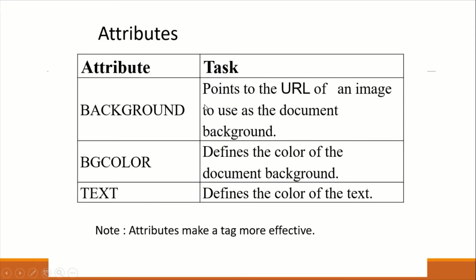Background points to the URL of an image to be used as the document background. That means if you want some image to be used as the background for the web document or web page, the location of that image can be given for this background attribute. URL is nothing but the location where the image is saved.